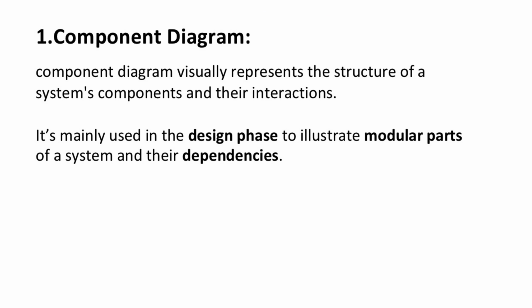We are going to discuss some of the topics of software modeling and design in this video. The first topic is a component diagram. A component diagram visually represents the structure of a system's components and their interactions. It is mainly used in the design phase to illustrate modular parts of a system and their dependencies.